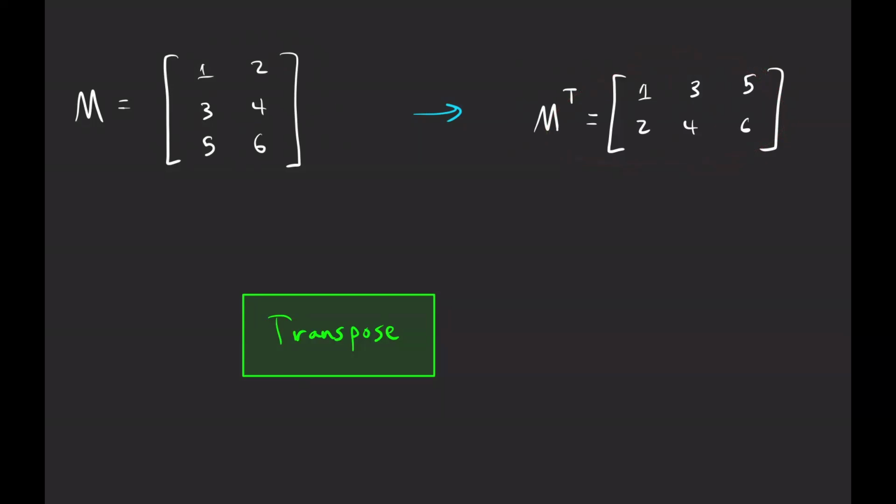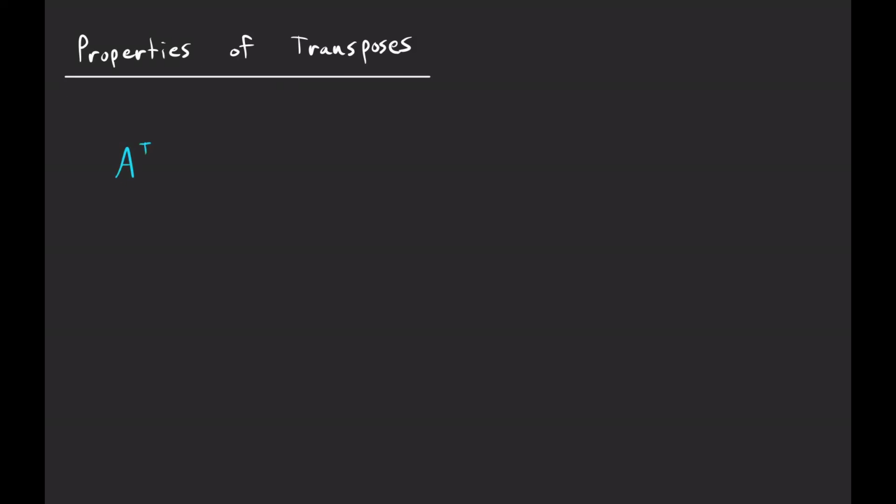To continue on here, let's talk about the properties of the transpose of a matrix, because there are some fun ones here. I'll go ahead and write this out. Properties of transposes. As you might expect, if I take A transpose and I transpose that, it just takes me right back to A, right? Take a matrix, switch the rows and columns, switch them back again, you get the same thing, right?